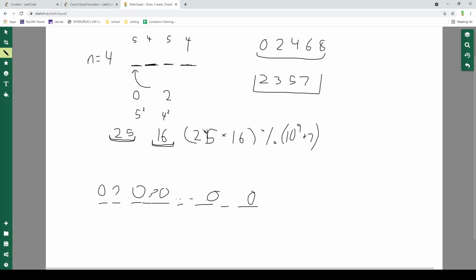So this is the basis of our solution, but there's one big problem. Because n can be so large, 10 to the 15, we might need to raise 5 to the power of a very, very large number, far too large to hold in a simple long even. So we need to be a bit clever about how we perform this exponentiation operation.